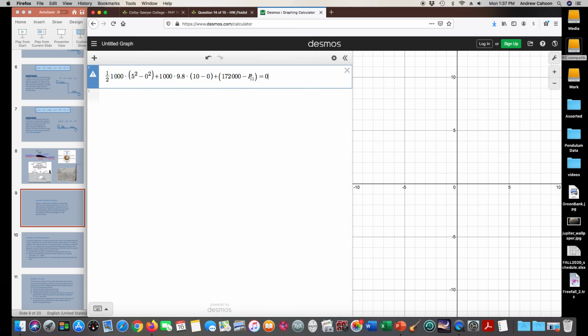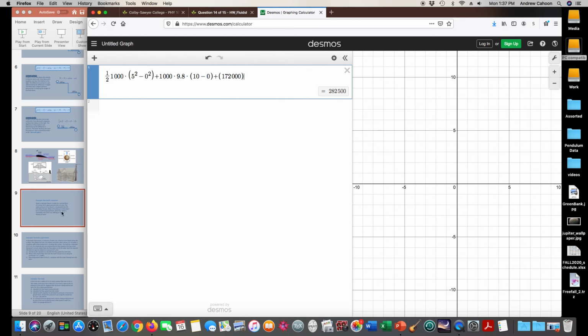All right, so we want to solve for P1, which is actually pretty easy. All we have to do is add P1 to both sides. And all of this over here will equal P1. So let me just delete that, and Desmos should calculate it.